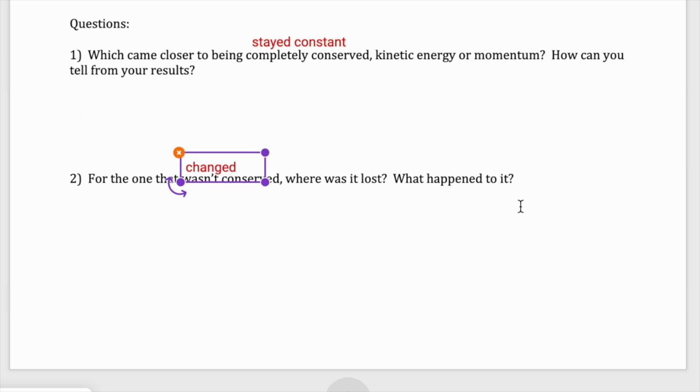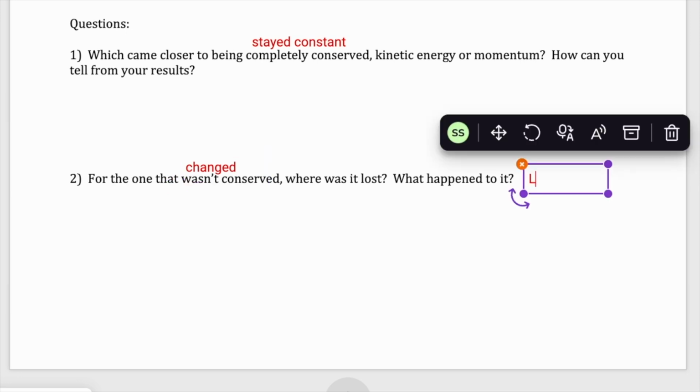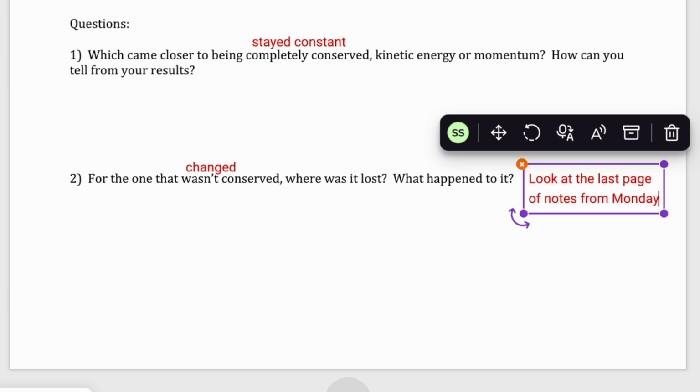Well, where did it go? My suggestion for this is that you actually look at the last page of notes from Monday. You might find that there is good information there.